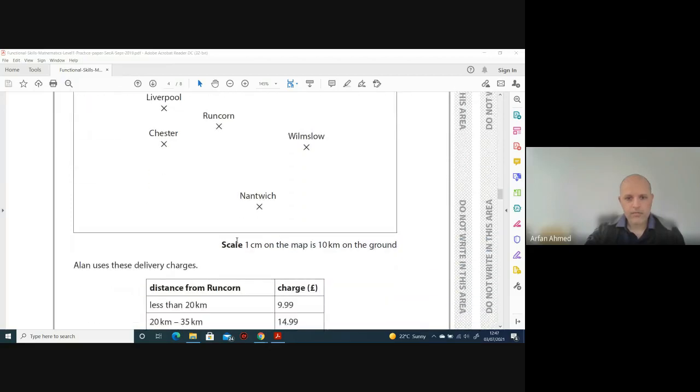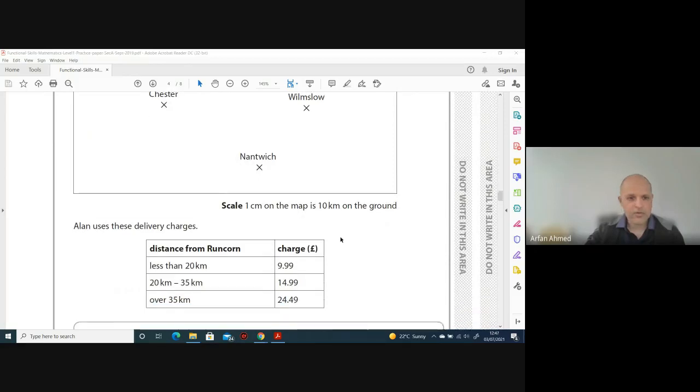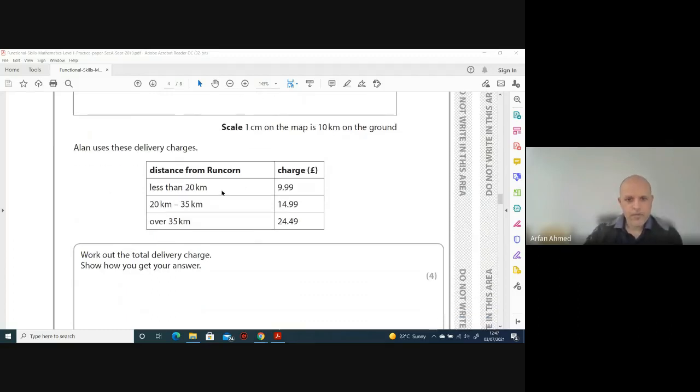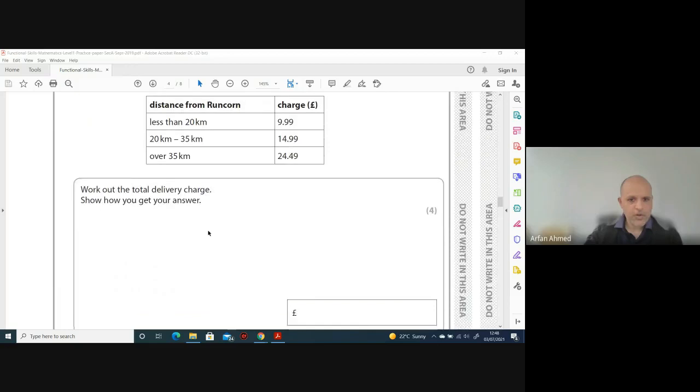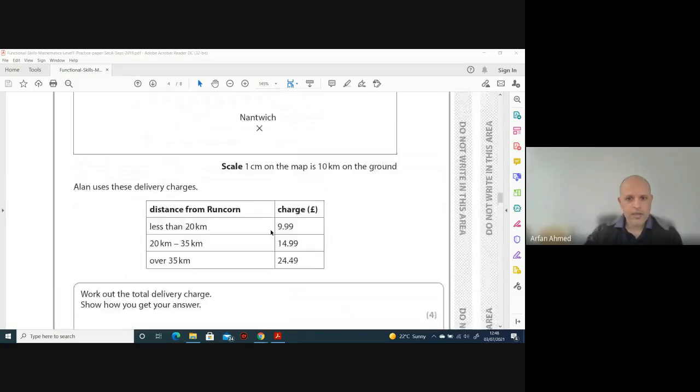Okay, we've got a scale on there. Scale is 1 centimeter on the map is 10 kilometers on the ground. Alan uses these delivery charges. So if it's less than 20 kilometers, then it's that much. 20 to 35 is that much. Over 35 kilometers is that much. Work out the total delivery charge. Show how you get your answer. 4 marks for this, so it's a lot of marks for this question.